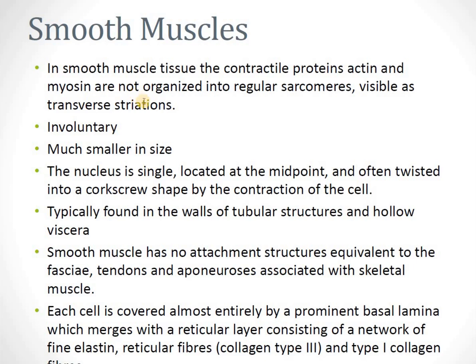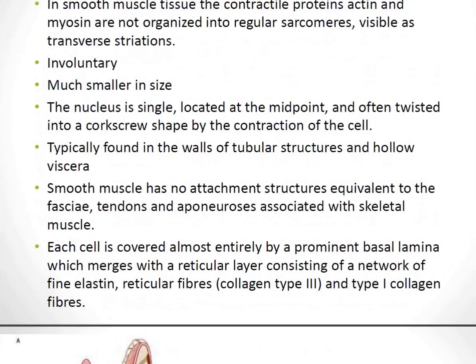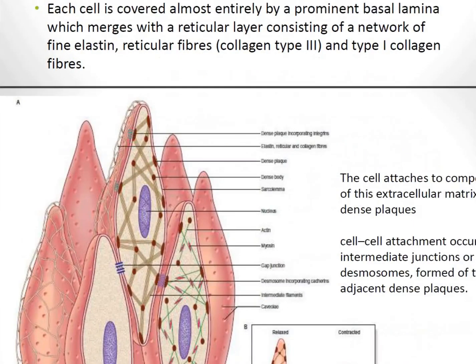Okay, each cell is covered entirely by a prominent basal lamina which merges into a reticular layer, consisting of a network of fine elastin and reticular fibers. There are type 3 collagen and type 1 collagen fibers respectively. Then moving to the next one.